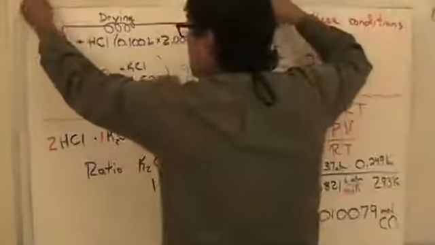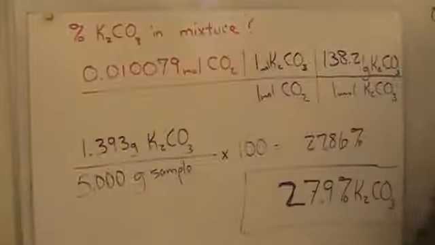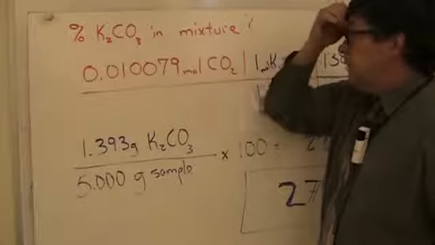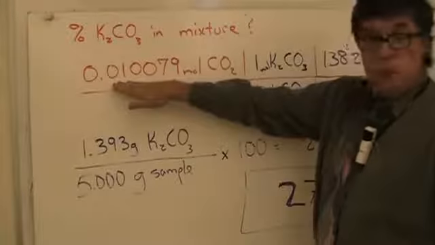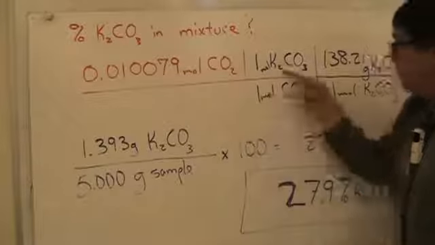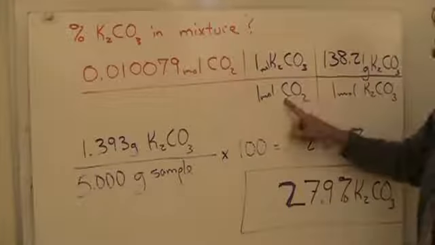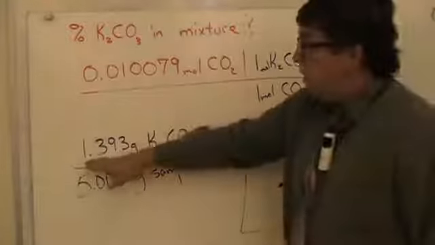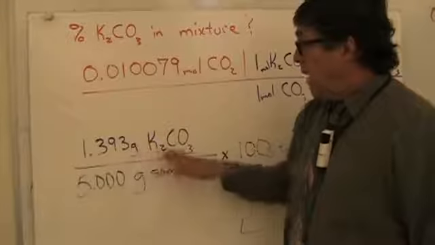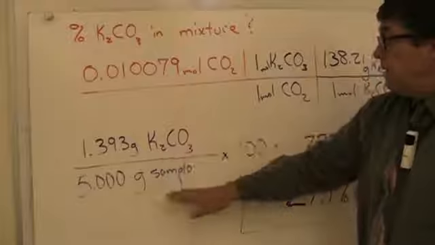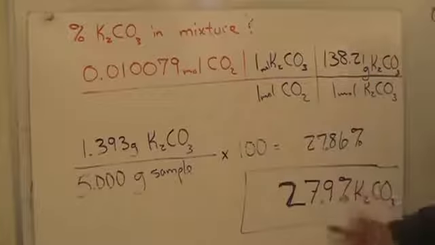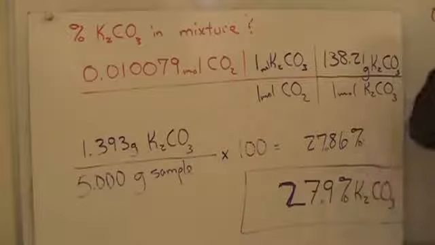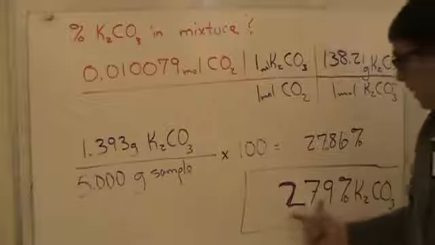So that allows us to solve for the percentage of potassium carbonate in the mixture. So we have that number of moles that we just calculated of the gas, the ratio of potassium carbonate to carbon dioxide, and the molar mass of potassium carbonate, giving us a mass of 1.393 grams of the potassium carbonate out of the total sample for a percentage of 27.9, because I think we had 3 significant digits earlier on in part of the problem.